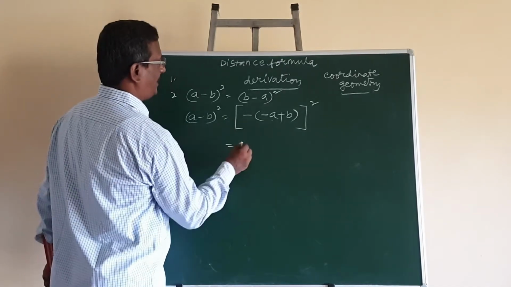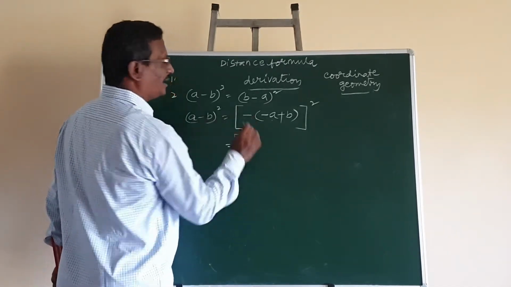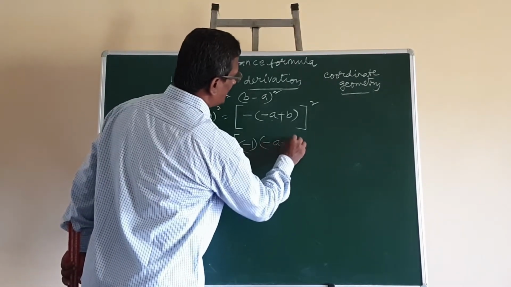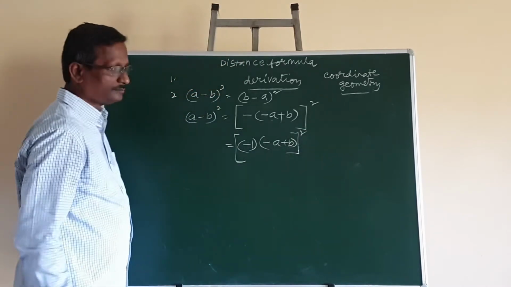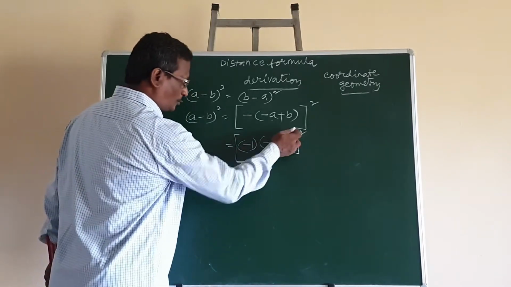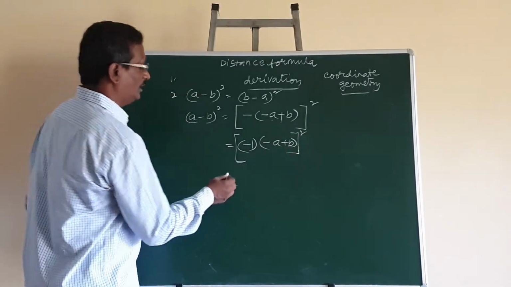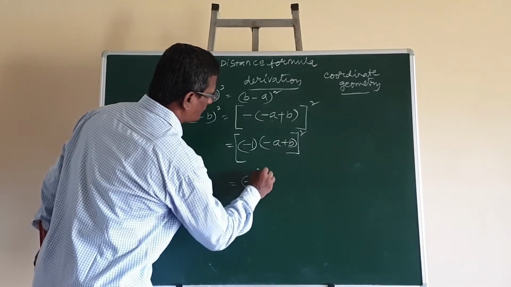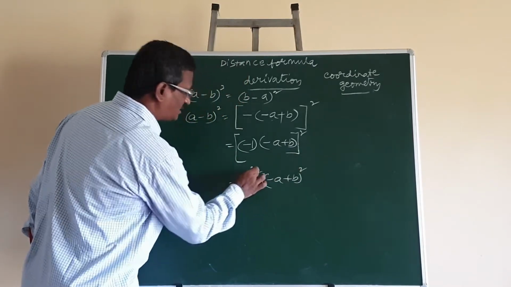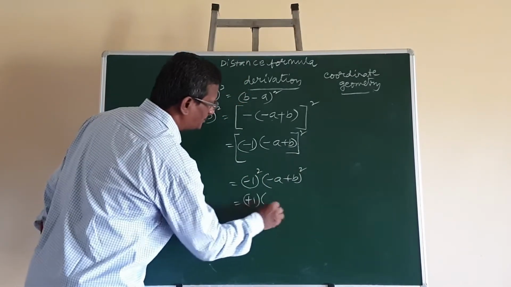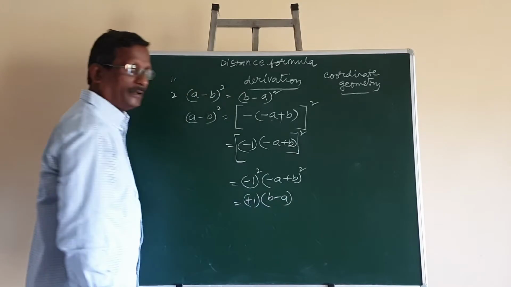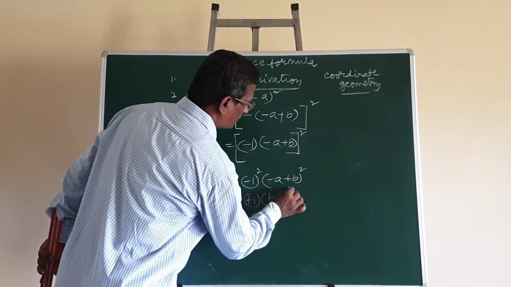Suppose we go one step ahead, the square bracket as it is, in place of minus, I will write minus 1 into minus a plus b, and the whole square as it is. Next step: a into b whole to the power 2 is equal to a to the power 2 into b to the power 2, that is the rule. Therefore, minus 1 to the power of 2 and minus a plus b whole to the power 2. Minus 1 whole square is plus 1 into minus a plus b, or b minus a, both are the same because addition is commutative, to the power of 2 as it is.